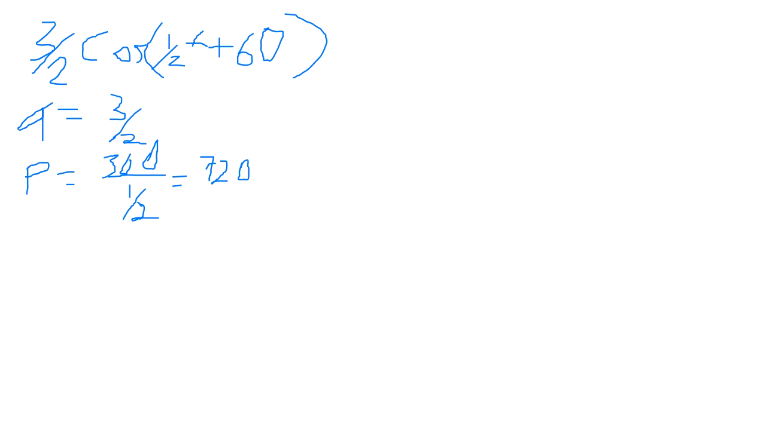Then our step will be the period over 4, which will be 720 divided by 4, which will give us 180.